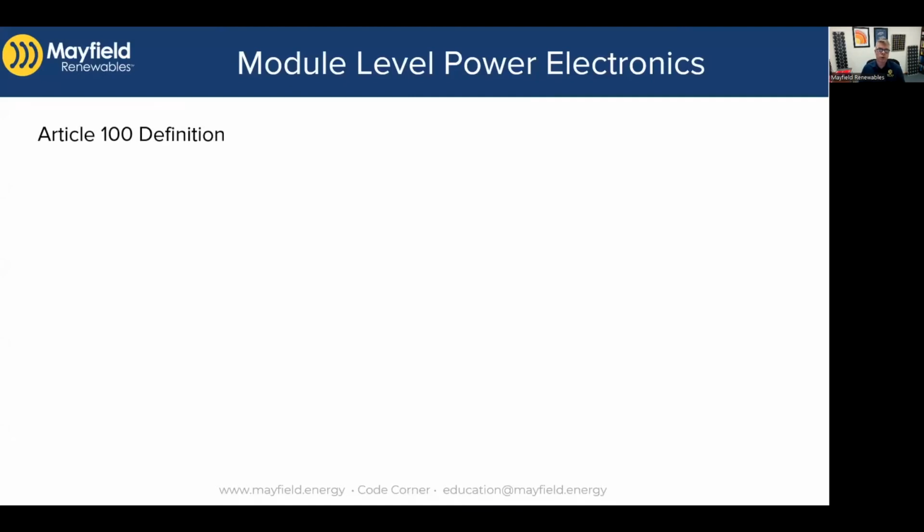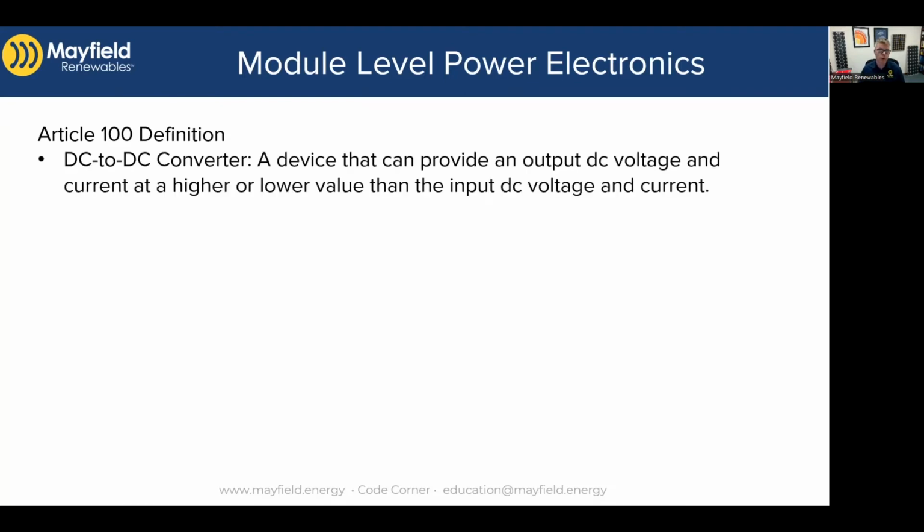Before we jump into the MLPE specifically, or looking at the systems, it's helpful to look at the definitions. So in the 2020 code, we have definitions for both of the types of MLPEs we're going to talk about. The first being DC to DC converters. You see the language here straight from the code: device that can provide an output DC voltage and current at a higher or lower value than the input DC voltage and current.